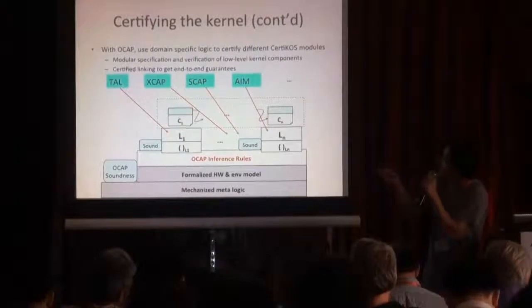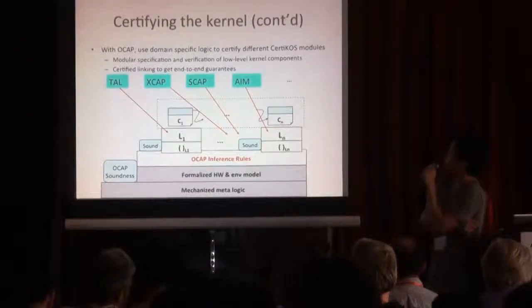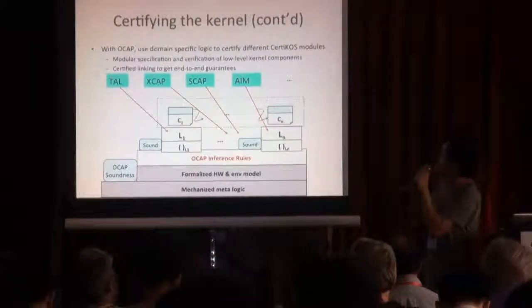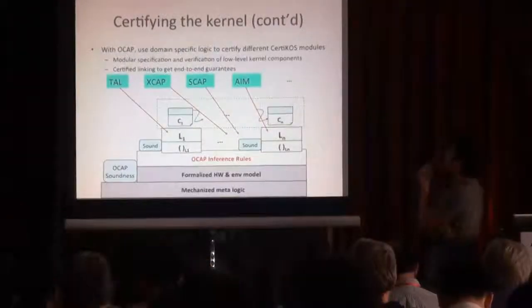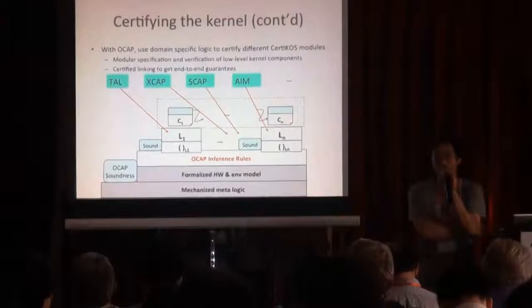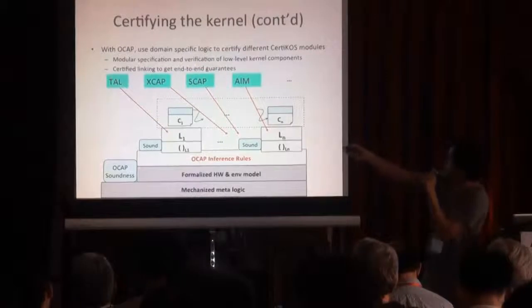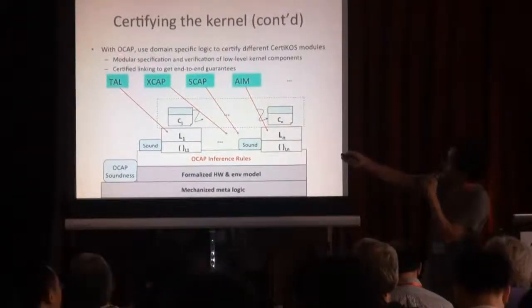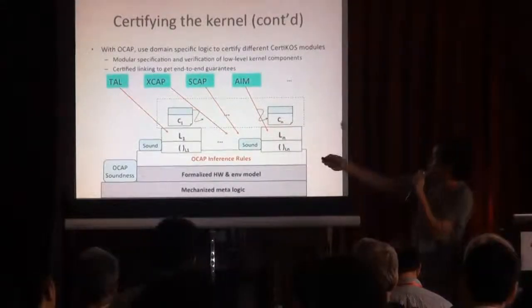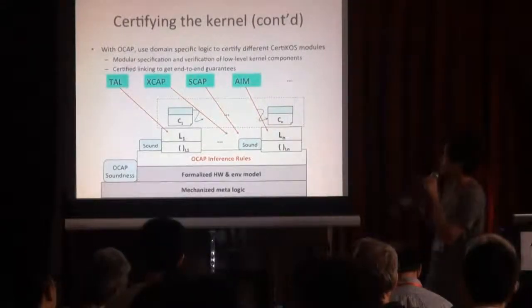For the certification side, we will use OCAP, the Open Framework for certified assembly programming, and we will use these domain-specific logics to certify different modules in our kernel. Basically, we will try to use and extend the OCAP framework to support these two features listed as follows. The first is the module specification and verification of these low-level kernel modules. And the second is to try to support certified linking to get these end-to-end guarantees.